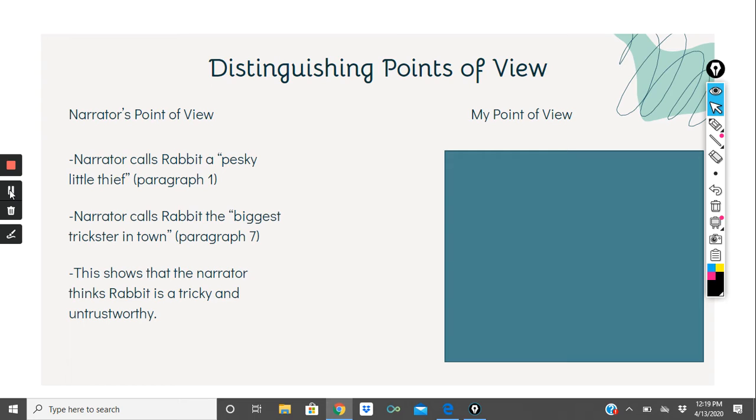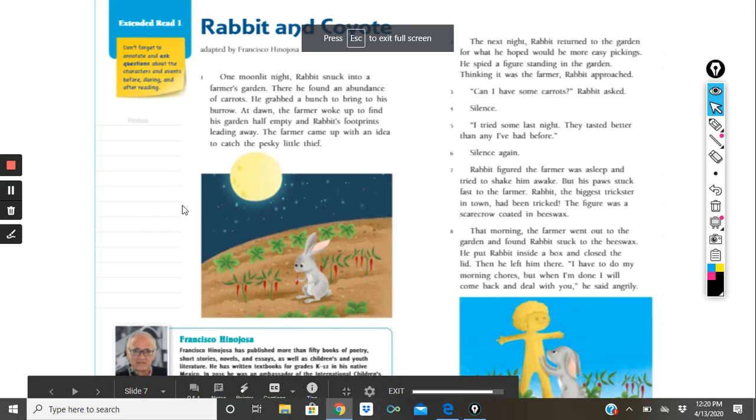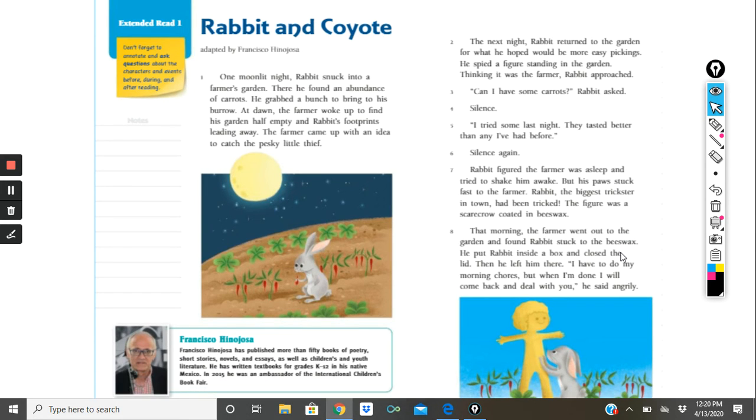And it's okay, maybe you have a little bit more information about Rabbit from the other pages as well. How are you feeling about Rabbit? All right, so I went back and reread Rabbit and Coyote, and I was looking for my point of view. So now that I know that the narrator is viewing him as sneaky and untrustworthy, I need to figure out my point of view.